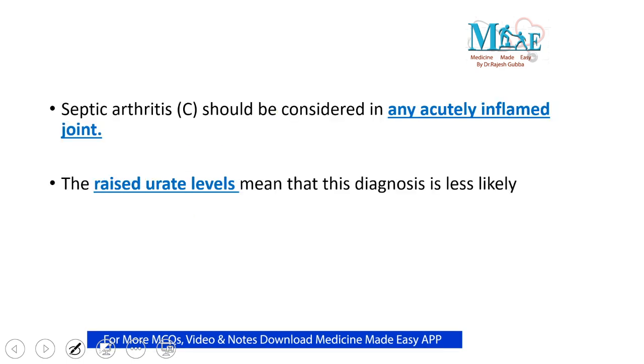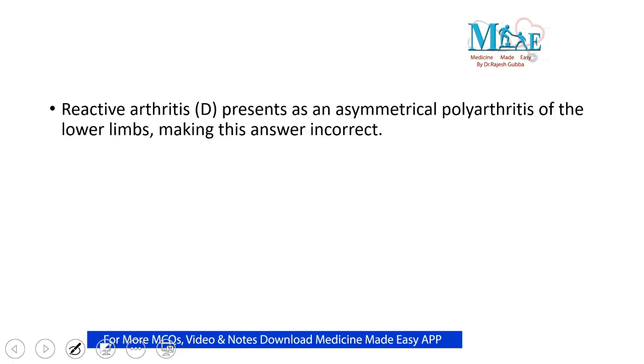Then you take the third option, that is septic arthritis. See, septic arthritis should be considered in any acutely inflamed joint. Okay, fine. The first metatarsophalangeal joint is acutely inflamed. But the point is, in septic arthritis, raised urate levels will not be seen in these patients. So that is the reason why septic arthritis can be ruled out.